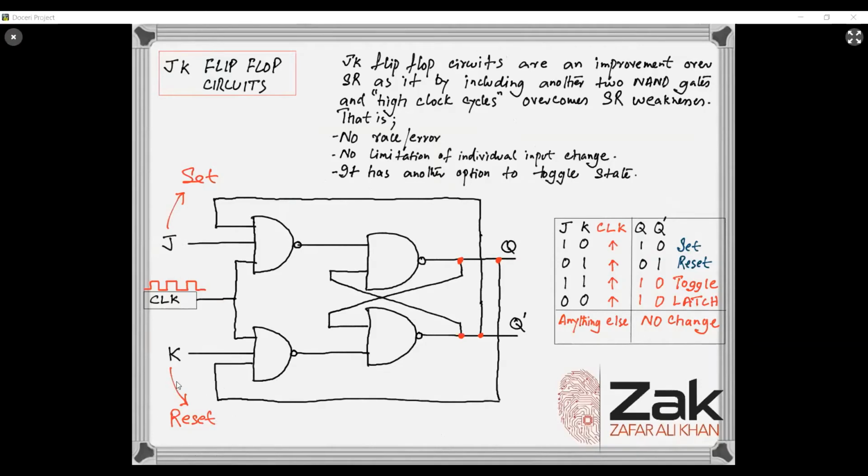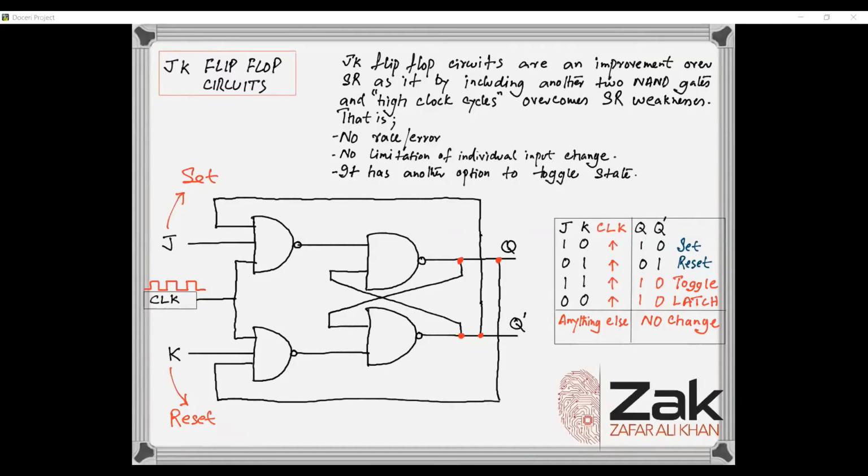So Zak Kilby actually upgraded these circuits, and he made it to the form which is here. Hold on, it is not updated. Yes, now. See, this is the JK flip-flop circuit. What has happened is that S is now called J and R, reset, is now called K. So J and K are actually S and R.